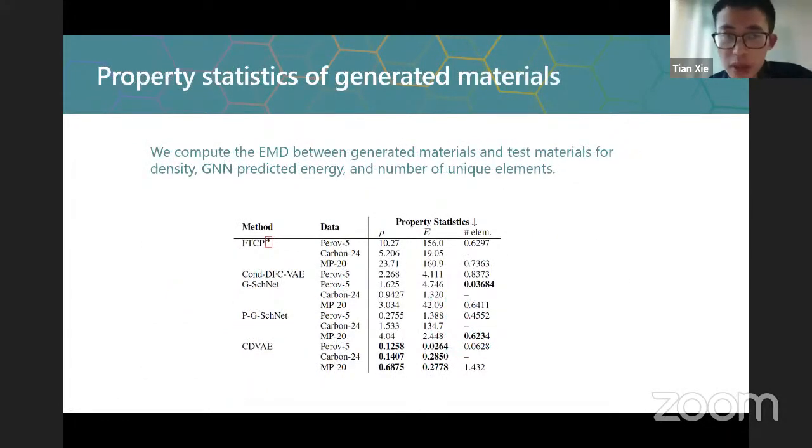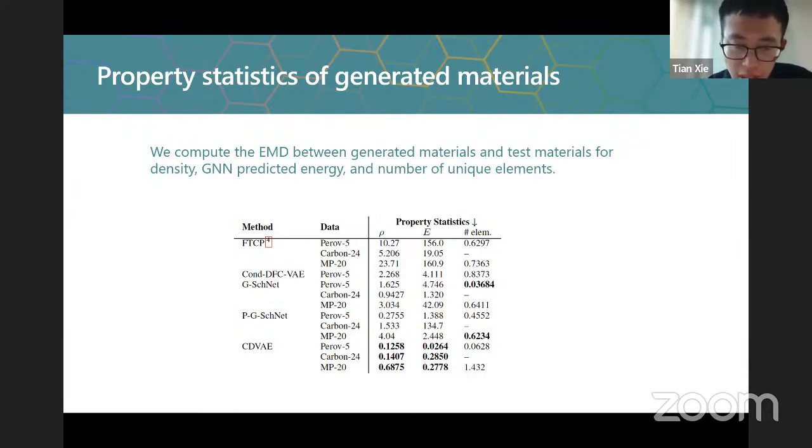And finally, we look at the distribution of statistics of generated materials. So we look at three statistics. One is the density of the material we generate. One is the energy of the material, which is predicted by a property predictor. And the last one is the number of unique elements in the material. So we compare the distance for these properties between the distribution of the material we generate versus the distribution of the testing material.